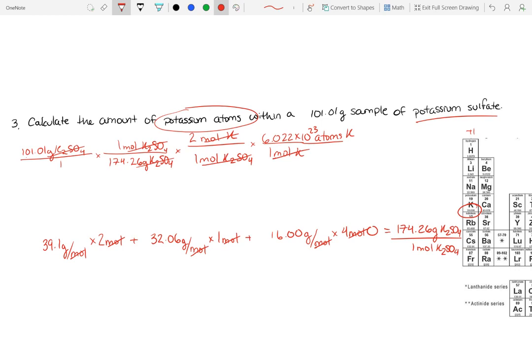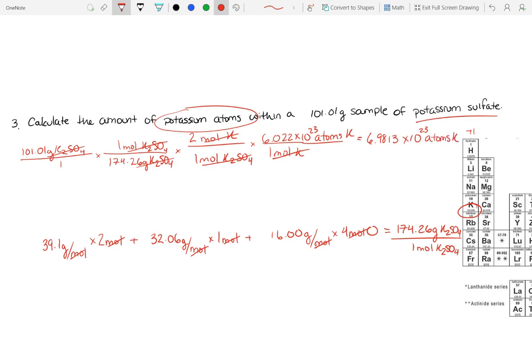So we have 101.01 divided by 174.26 times 2 times 6.022 times 10 to the 23rd. Alright? And my calculator here is giving me 6.9813 times 10 to the 23rd atoms of potassium.